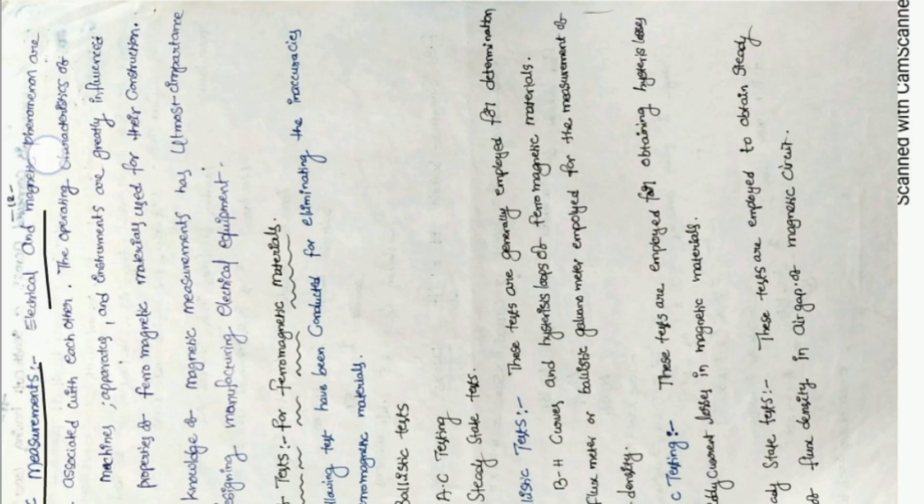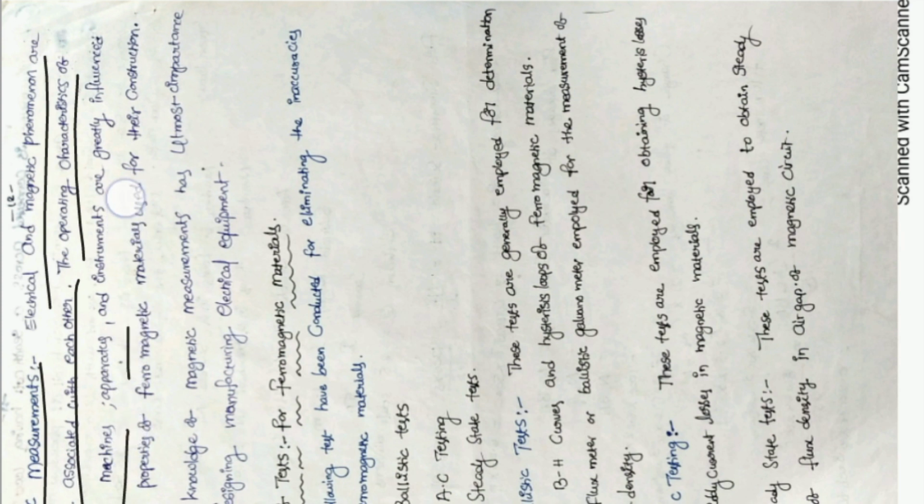Electrical and magnetic phenomena are closely related to each other, because due to electrical current only flux will be produced, and due to the flux only EMF will be induced. The operating characteristics of electrical machines, apparatus and instruments are greatly influenced by the properties of the magnetic materials we are using. Hence in the introduction I explained the importance of magnetic measurements.